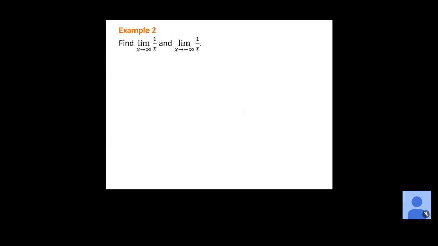All right, so now we want to find the limit as x approaches infinity of 1 over x and the limit as x approaches negative infinity of 1 over x. All right, now, how do you want to do these limits? So if we want to think about the limit as x approaches infinity of 1 over x, how would we do that?